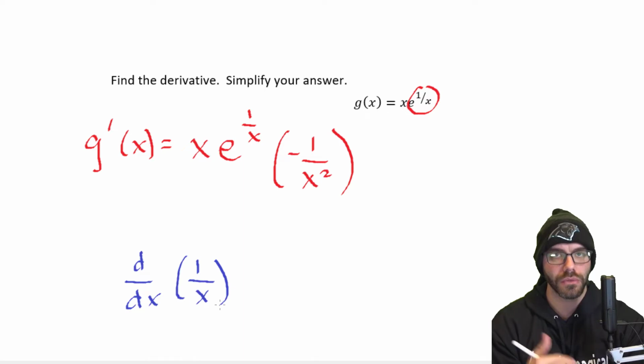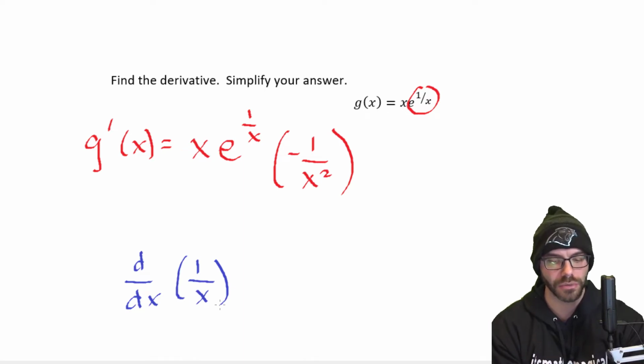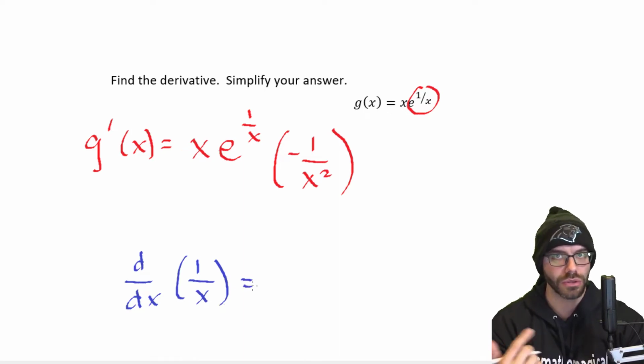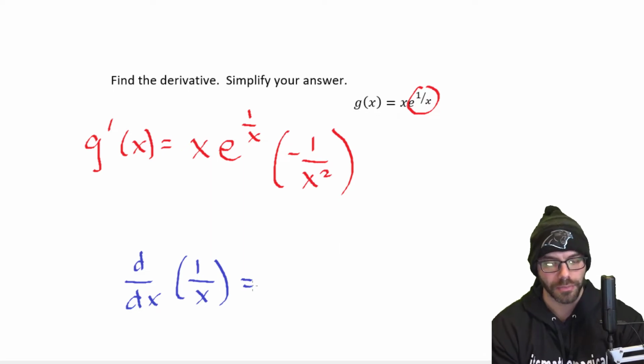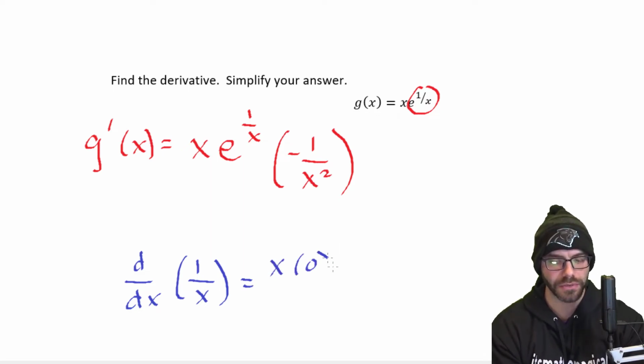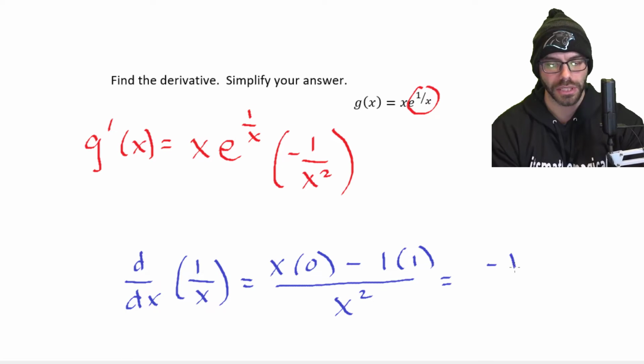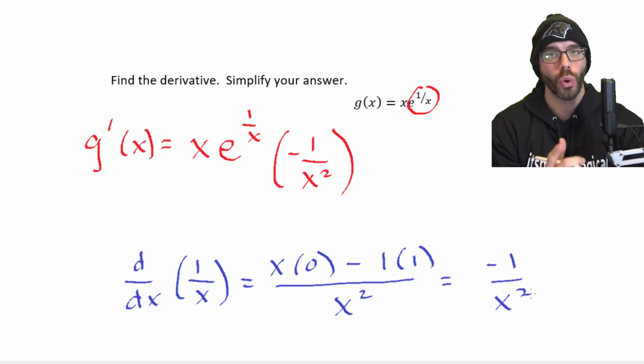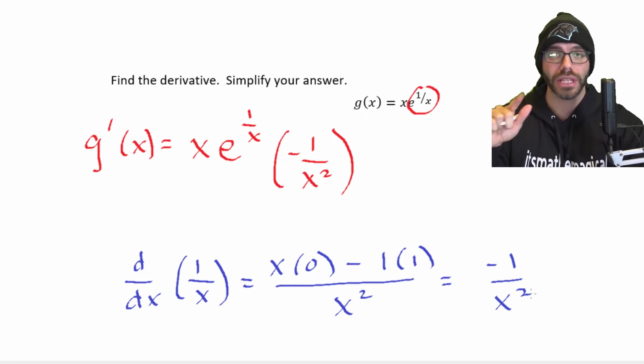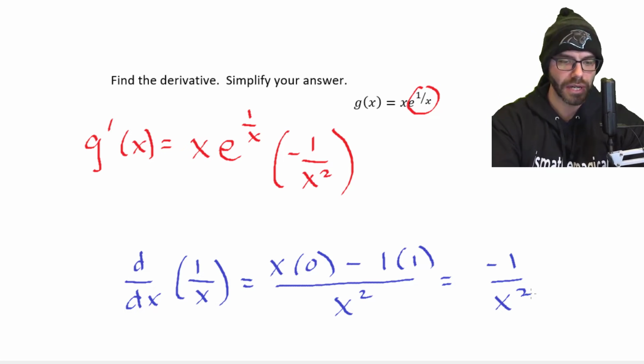There's a couple of ways you can remember to do this derivative. One is to use your quotient rule. So if you do that, you got low d high, so low times the derivative of the high minus high d low, over low squared. And notice that's going to be negative 1 over x squared. Or you could take the 1 over x, bring the x up, make it have a negative 1 exponent, and then use your power rule. So either way is fine.